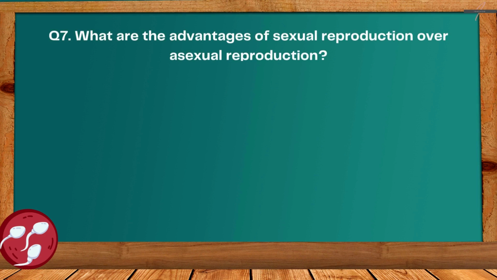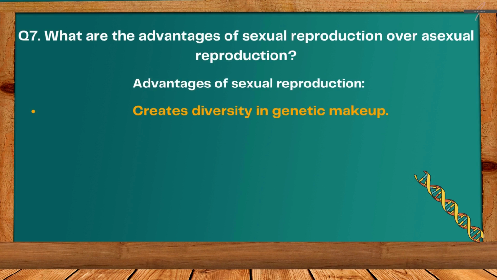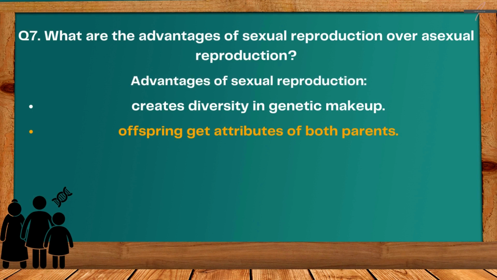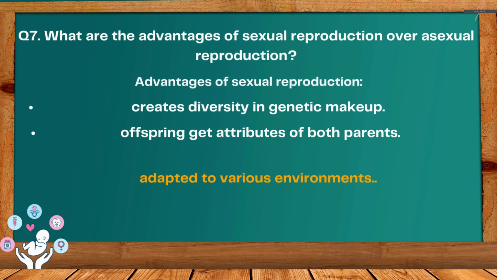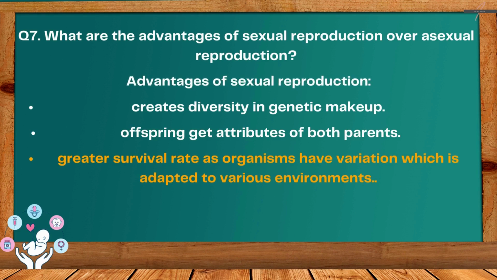Next is, what are the advantages of sexual reproduction over asexual reproduction? Sexual reproduction creates diversity in genetic makeup. Both parents are also involved in sexual reproduction. Hence, offspring gets attributes of both parents. Organisms produced by sexual reproduction have a greater survival rate as compared to asexual reproduction, as organisms have variation which is adapted to various environments. Moving on to the next one.